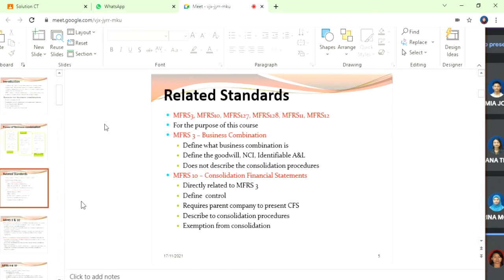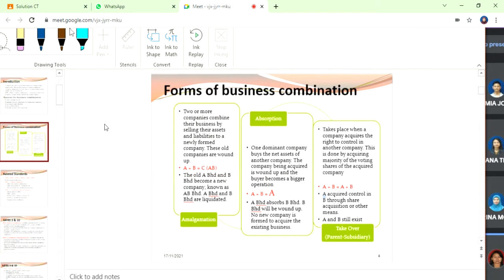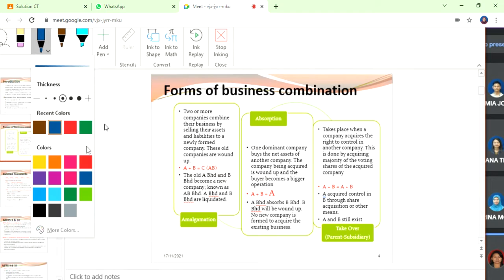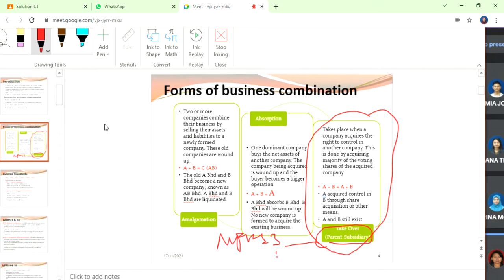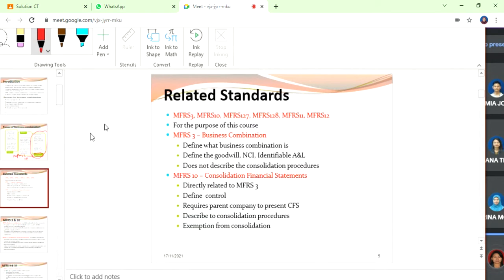So this will give rise to the parent and subsidiary relationship. With that, we move on to the related standards. Remember, we are focusing only on this. This is our focus: the parent-subsidiary relationship. What are the standards that we are referring to? MFRS 3 and MFRS 10. These are the two important standards. But of course there are other standards involved.